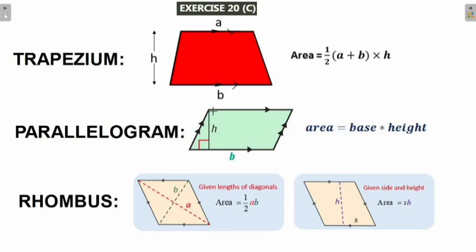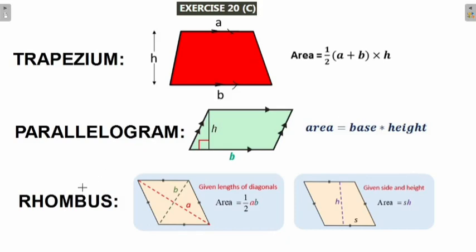Now in case of a parallelogram, the area formula will be base into height. So if you take this to be the base, then the distance between these two will be the height. If you call this the base, then the distance between these two, that is this H, represents the height. So this is all about the area of a parallelogram.